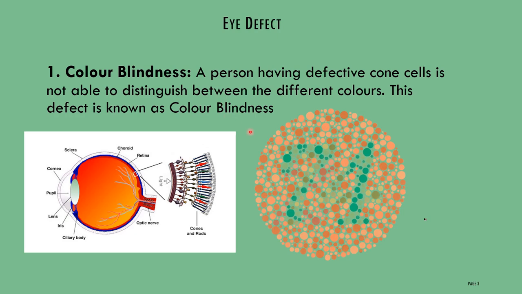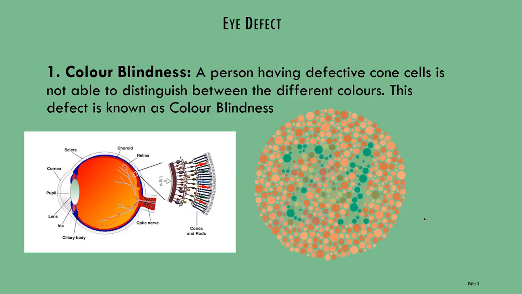Next we will see the cause of color blindness. Defective cone cells. If a person has defective cone cells, definitely that person is suffering from color blindness. This one we will study in detail here.